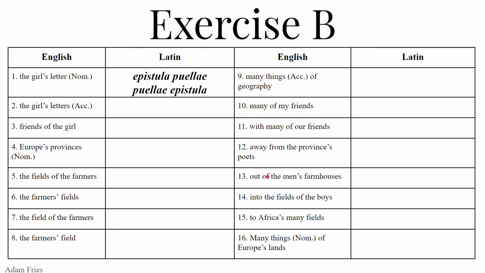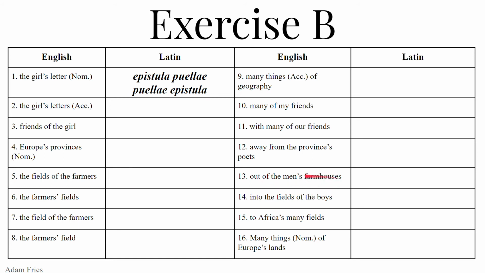Do not see the "of" and think, oh, well, this automatically has to be a genitive. No. The "of" is part of the "out of," and in Latin that takes the ablative of separation. It's ex plus the ablative of separation, farmhouses. Villa, ae, feminine, so ex villis.